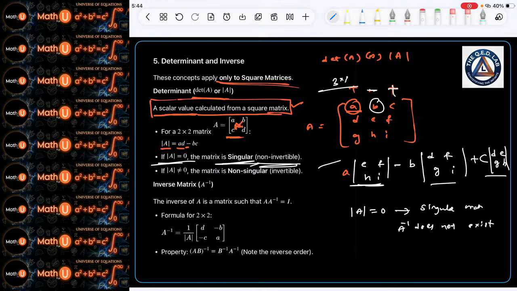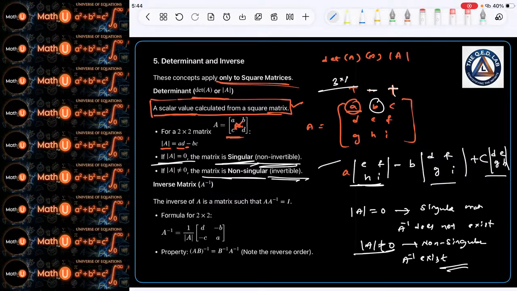If the determinant of A is not equal to 0, such type of matrix is called a non-singular matrix. Non-singular matrix means invertible matrix. Invertible matrix means the inverse exists. The inverse of the matrix will exist. You should remember this one.